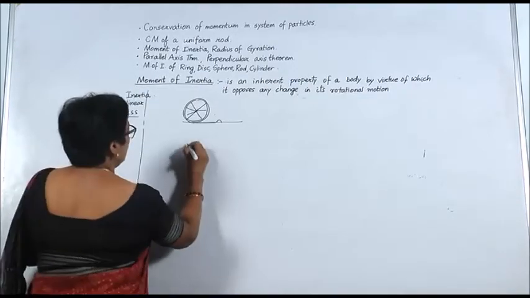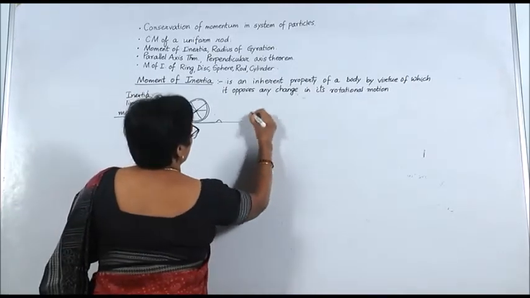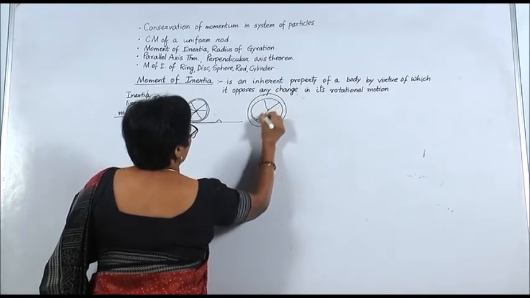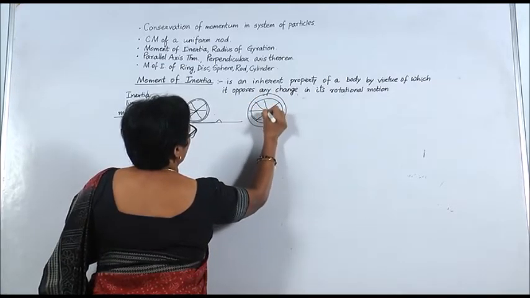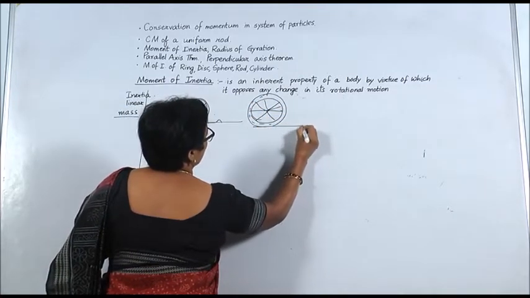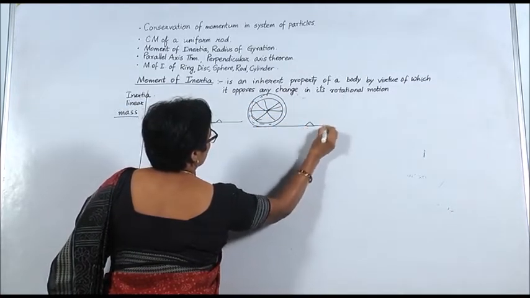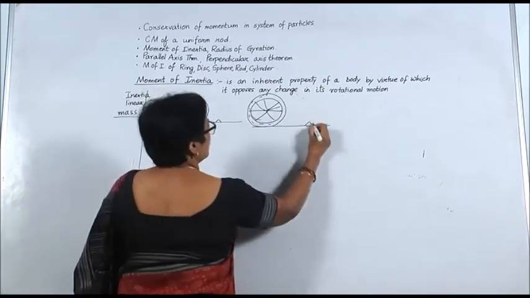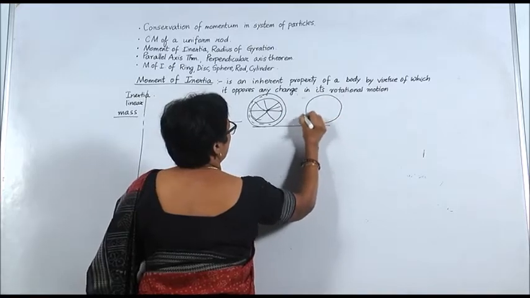Whereas, if you have a truck, suppose this is a big wheel with more mass, and more mass is distributed here. So, if this is a truck and it goes and there is a small stone like this, it goes over it.